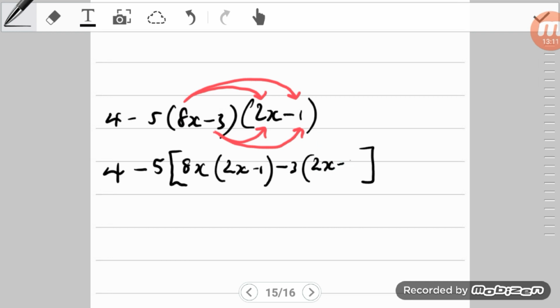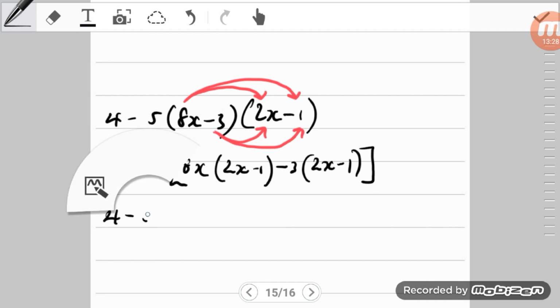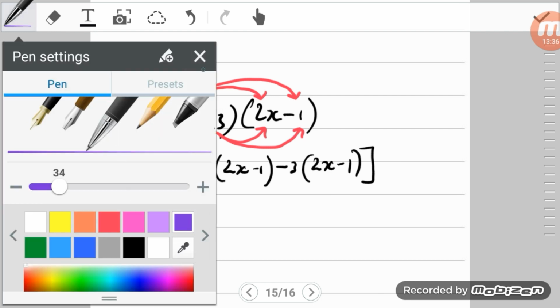So that's 2x minus 1. That's how we're going to go about doing so. All right. So we split the first bracket into 2 single terms and then distribute it with the second bracket here. We would then proceed now to say 4 take away 5. 4 take away 5. Open bracket here. And then we're going to be distributing the 8x here.